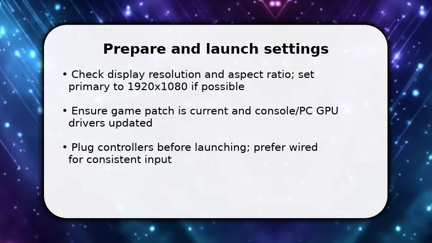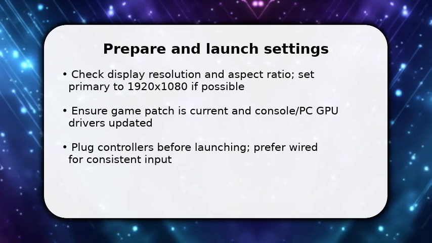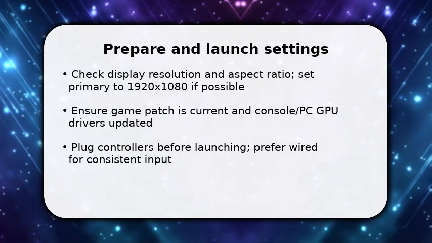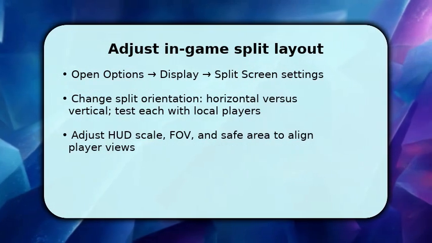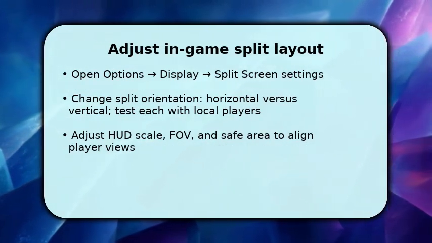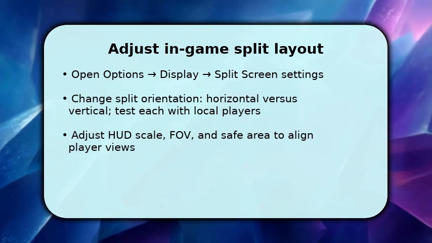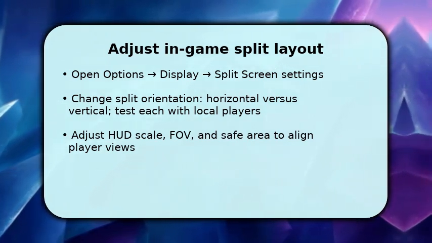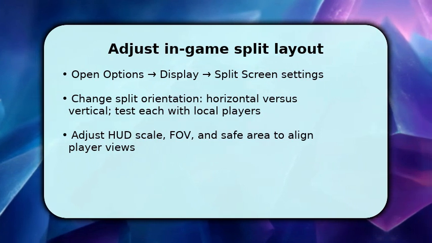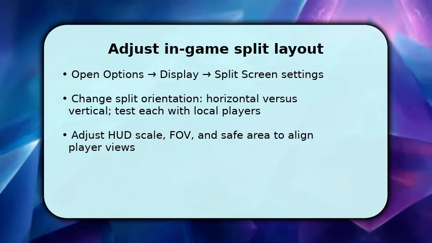Next, launch Black Ops 3 and go straight to the display and controller menus to begin the split screen size adjustments. You now dive into the in-game display options to change the split orientation and size. First, switch between horizontal and vertical split to see which preserves UI and minimizes clipping. Test with both controllers active.